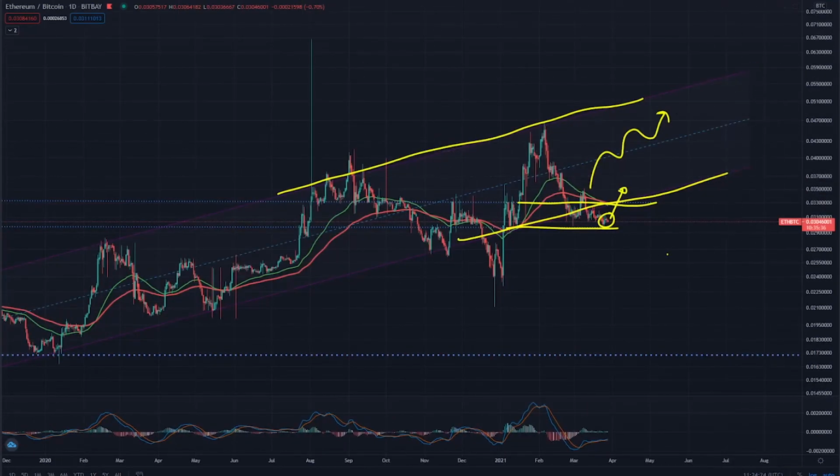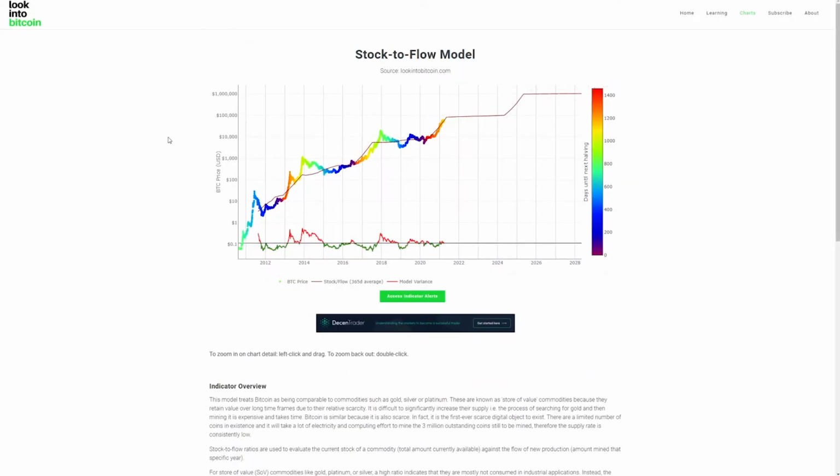And now we can continue with the analysis. So here I have some very interesting charts as well. This is from lookintobitcoin.com. I will put this in the video description, and this is the stock to flow model.